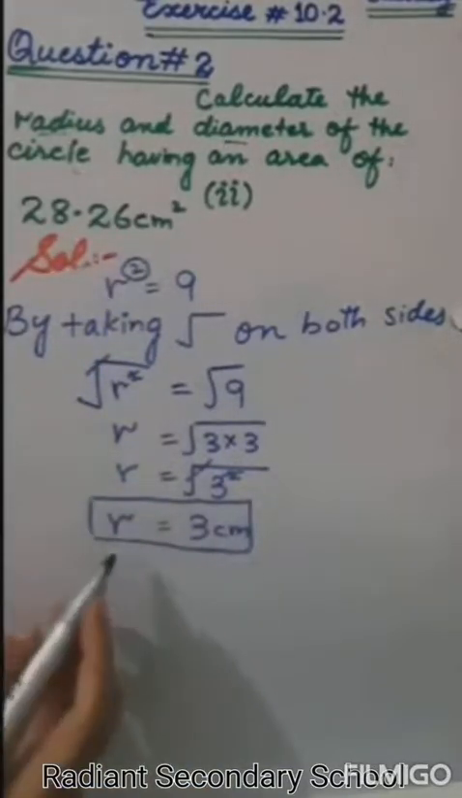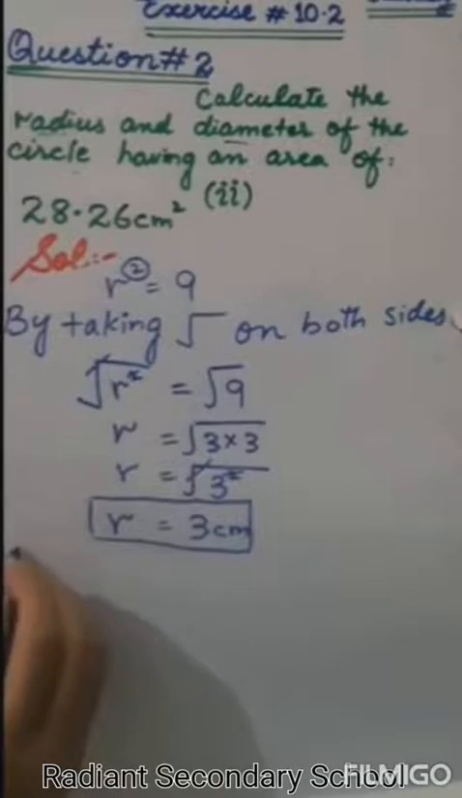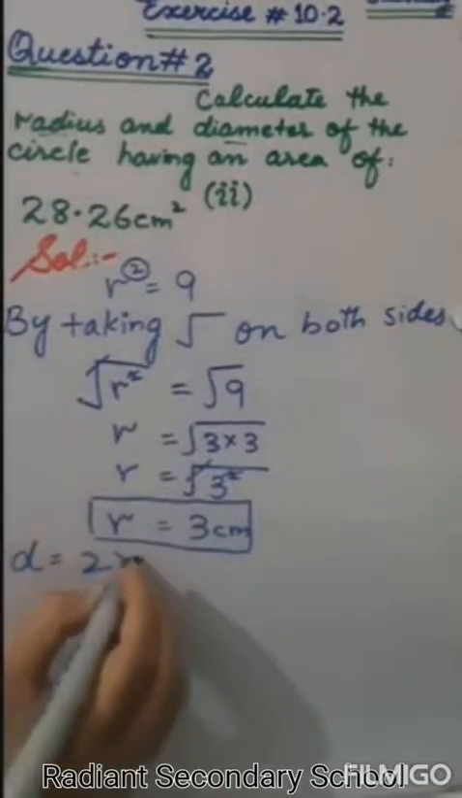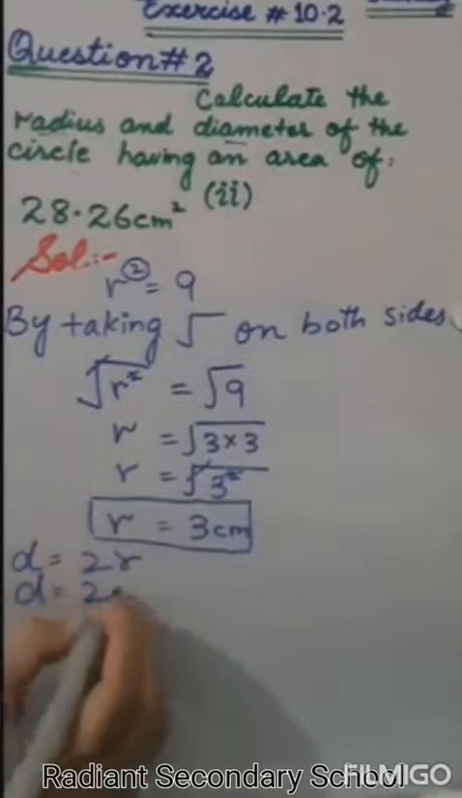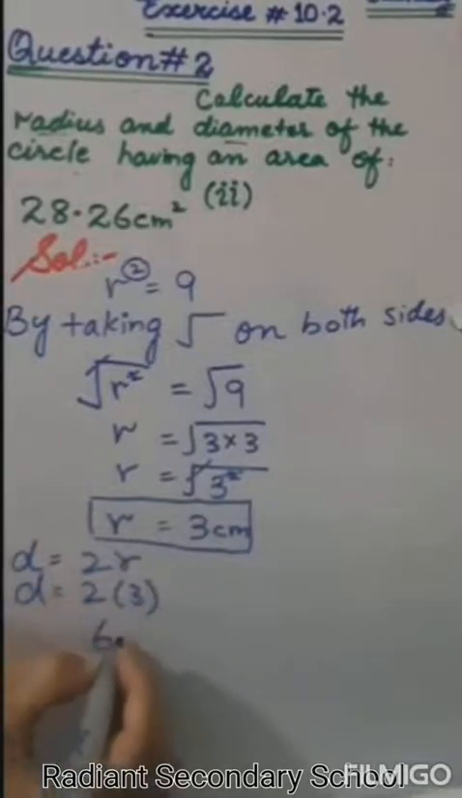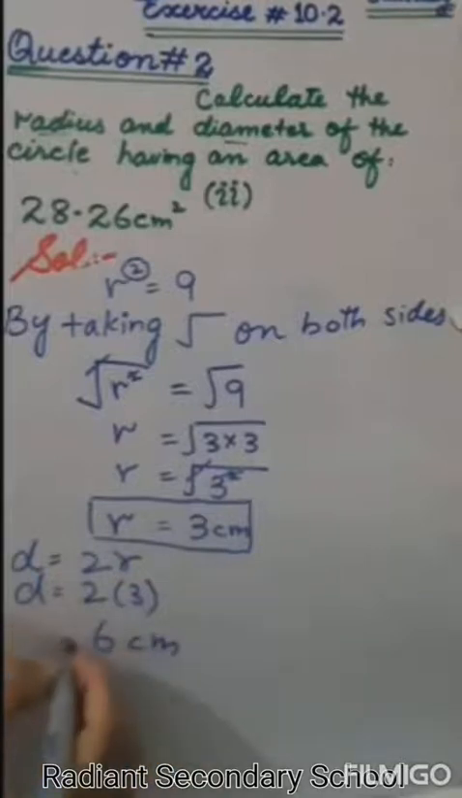Okay, now radius is found. Now you have to find diameter. That is so simple. Diameter is equal to 2r. Okay, d is equal to 2 multiplied by 3. It will become 6 centimeter.